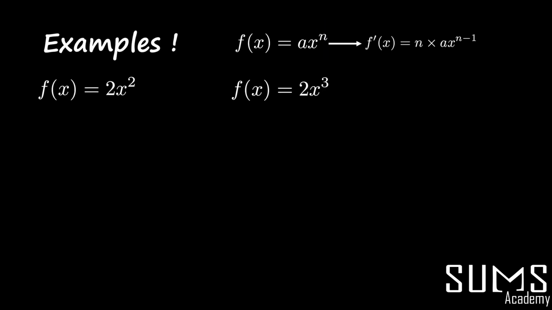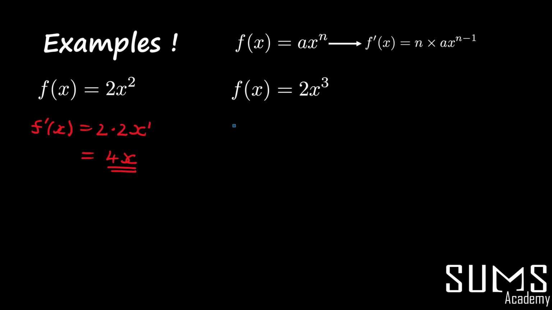Okay, so first example here, I've got the shorthand here just to remind us. So if we've got f of x equals 2x squared, what will f dashed x be? Well, f dashed x will be equal to 2 times by the power 2 times 2x, decrease that power by 1 is 1. So our final answer is 4x.